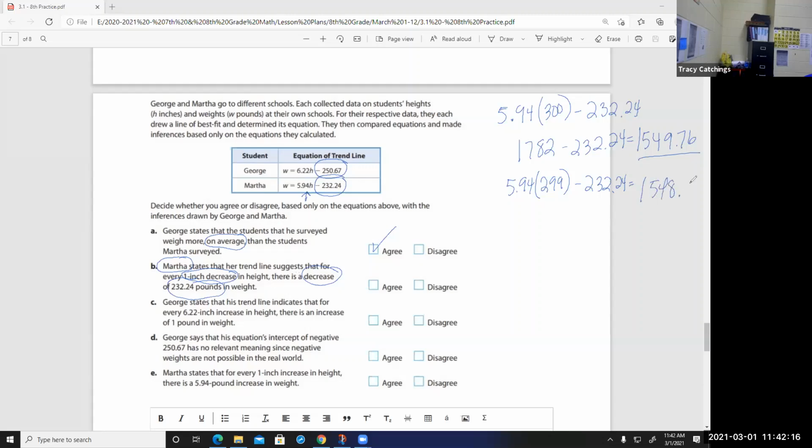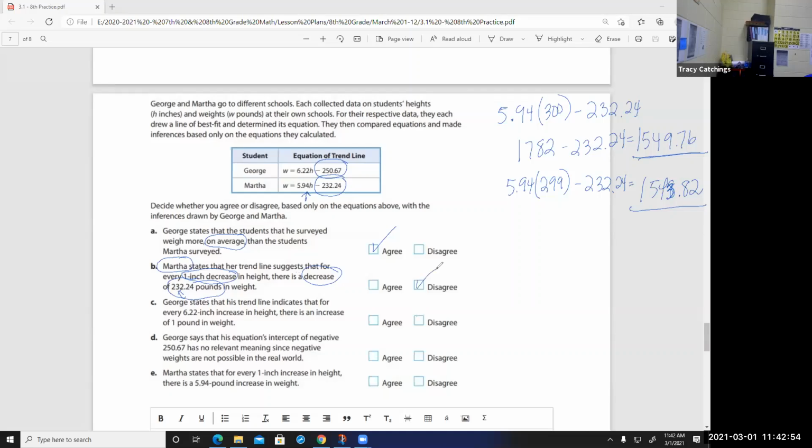You said 48. All right, so they said 1 inch decrease. There's a decrease in 232.24 pounds in weight. Was there a decrease in that amount? 1,549, 1,543. Is that enough to say 232 pounds gone? It looks like just 6 at the most.